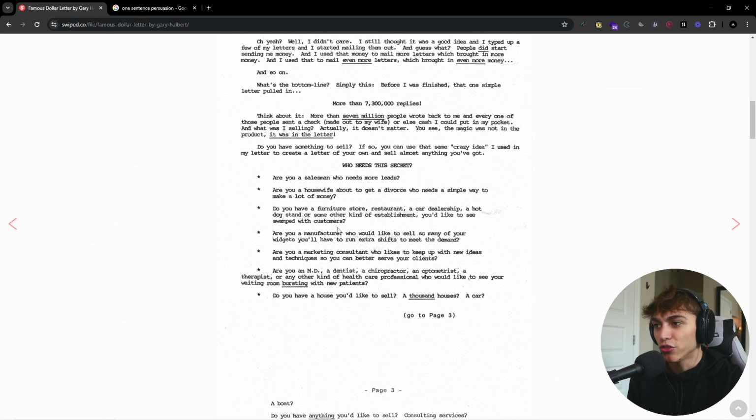Solving problems for his dream clients or target audience. Do you have a furniture store, restaurant, or a car dealership, hot dog stand, or some sort of other kind of establishment you'd like to see swamped with customers? So this is their dream outcome. This is what they want by solving that problem. So they want to see their store.